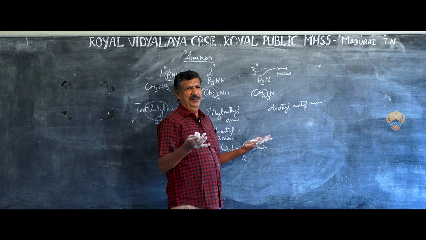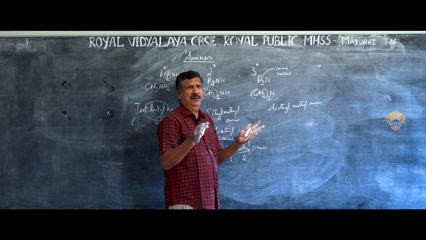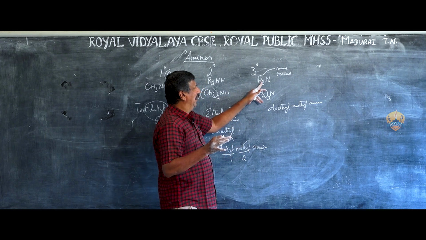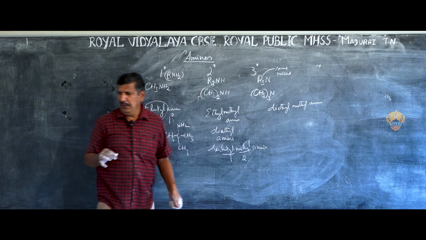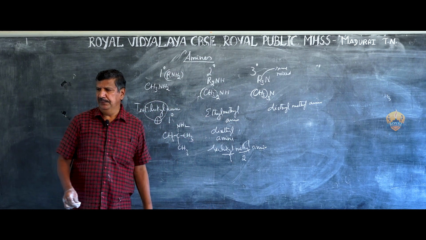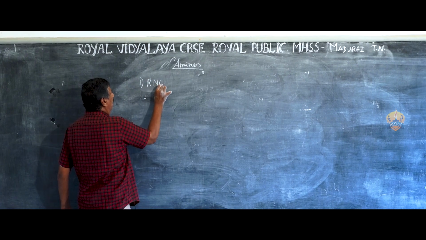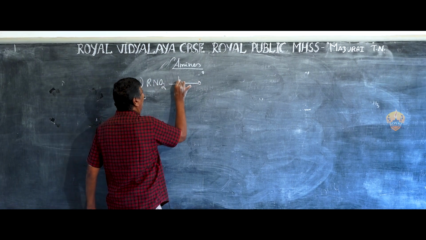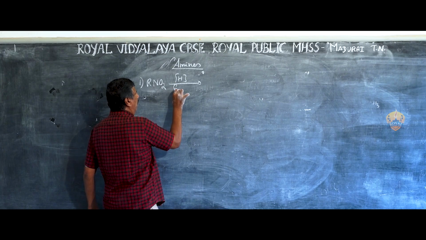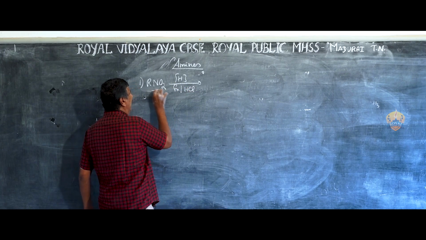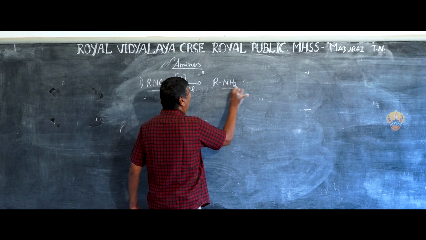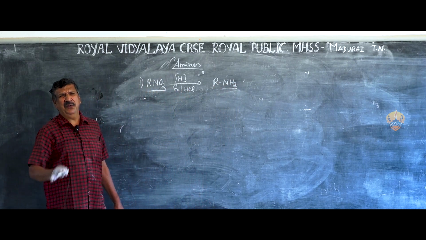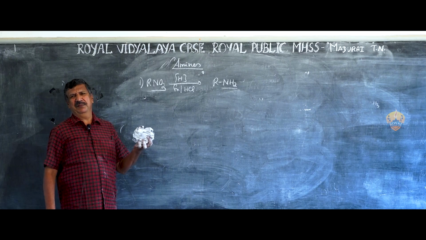That's all. So, how to classify all this? By counting the number of alkyl groups. Okay. Now, we are going to the reaction. RNO2 on reduction using tin and HCl. Any nitro group on reduction gives primary amine. That's all. Any nitro. Don't worry about the others.